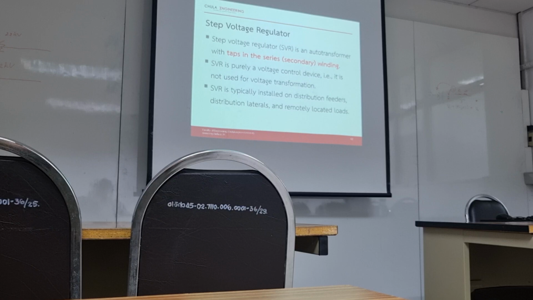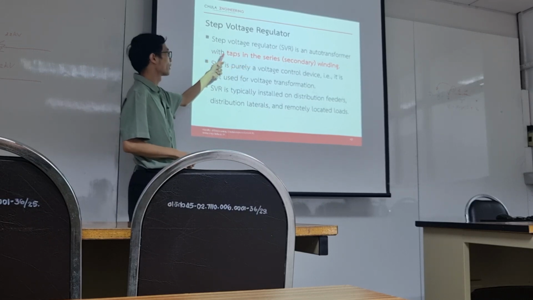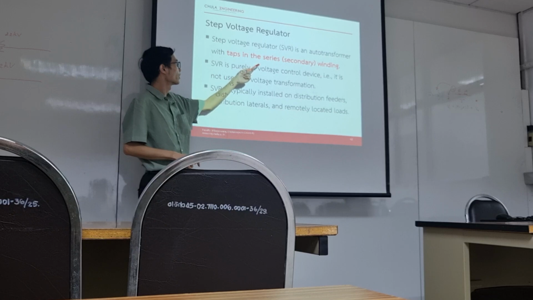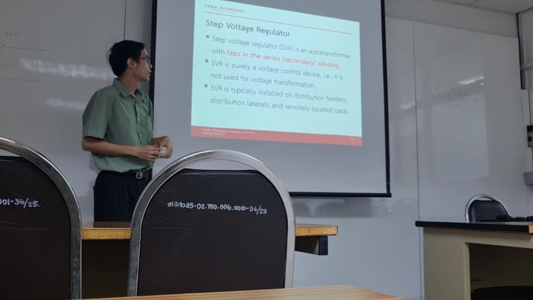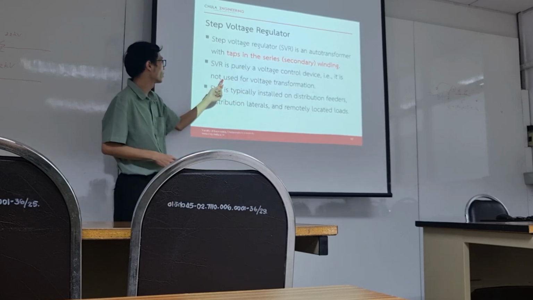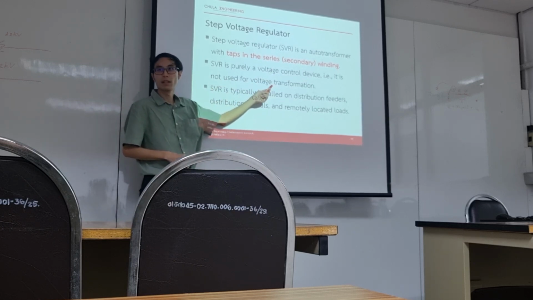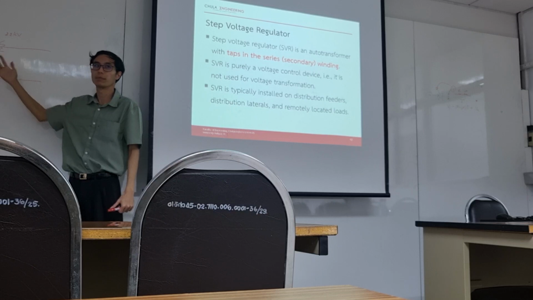Do you know why we use this? Because we can adjust the tap of the transformer. This is a voltage control device. So the voltage regulator is an auto transformer with taps in the series or the secondary winding. You can also adjust the tap of the auto transformer to control the voltage. This is a voltage control device. It is not used for voltage transformation. I mean, the voltage at this side and this side is at the same level, something like this.